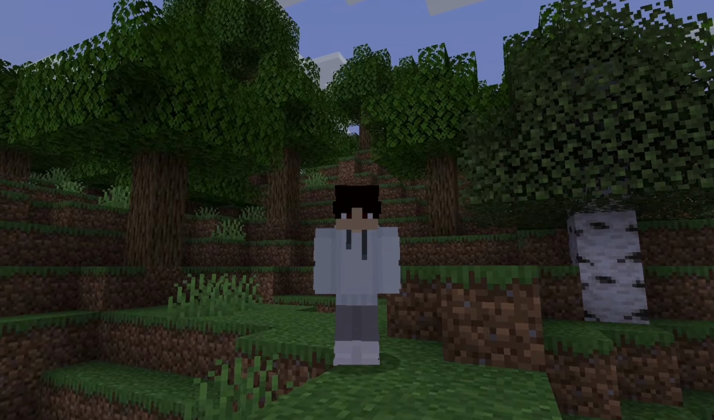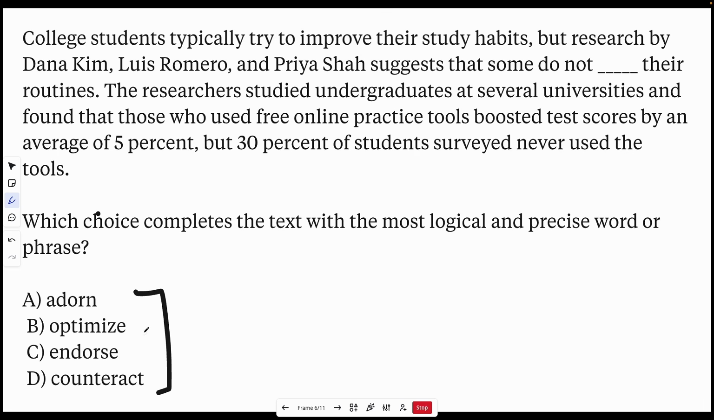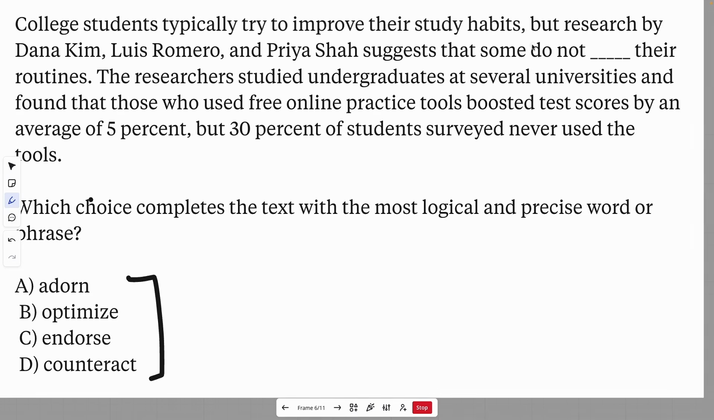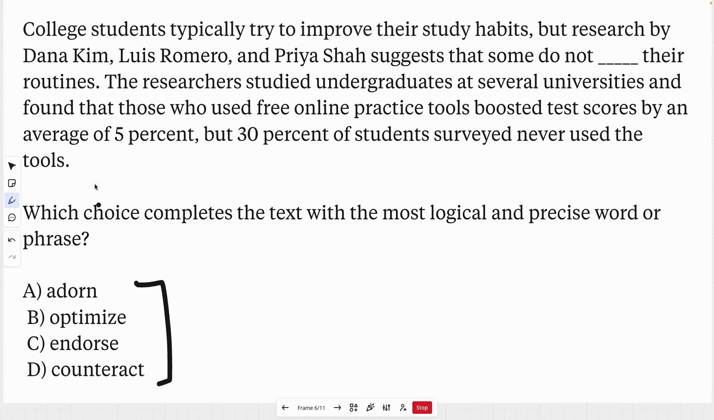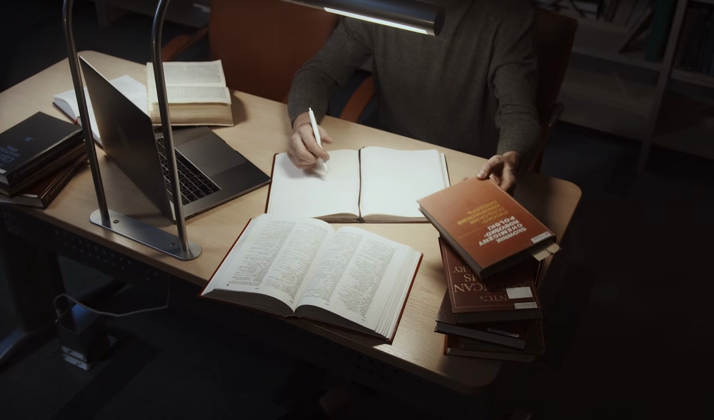So what do you do in that situation? Well, essentially you just have to try to eliminate any words that you know can't be it. College students typically try to improve their study habits, but research by Dana Kim, Luz Romero, and Pira Shah suggests that some do not blank their routines. Boosted by this, but 30% never use the tools. So basically they're talking about how most college students are just really bad at studying.